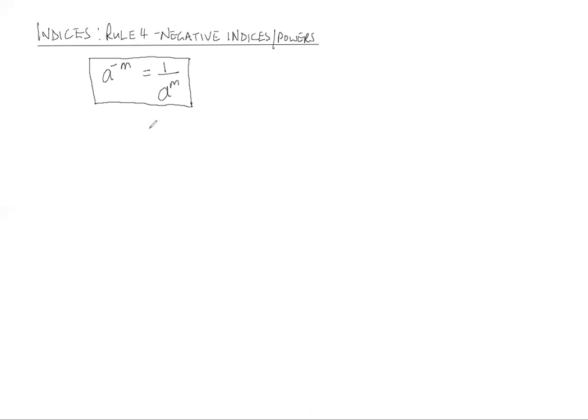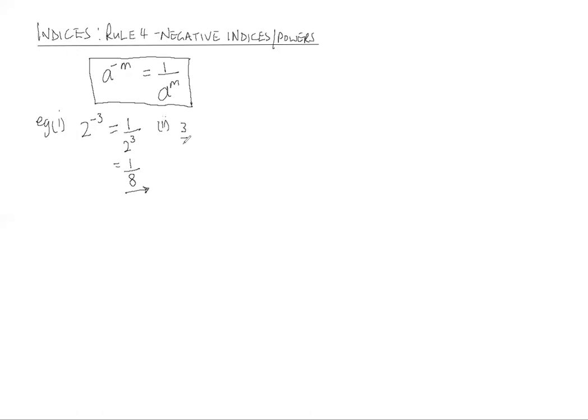So I can give you some simple examples on that one. So for example, if I say 2 to the power negative 3, now this means 1 over 2 to the power 3, which is equivalent to 1 over 2 times 2 times 2, which gives us 8. Okay, I'll give you another example.